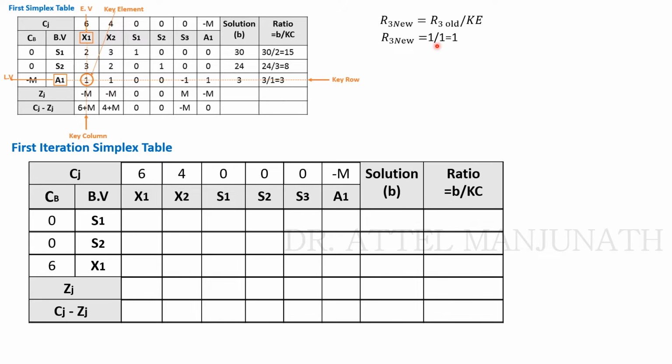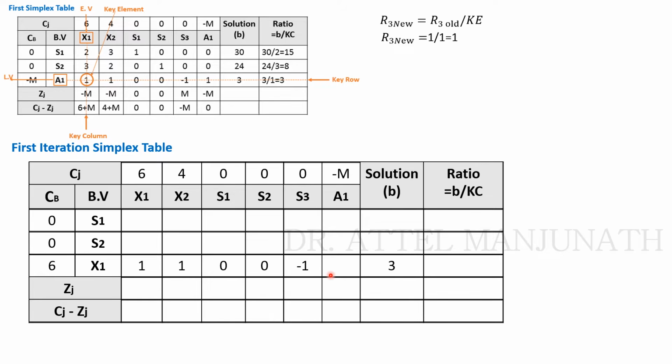R3 old is 1 and the key element is also 1. So once you divide 1 by 1 you will get 1 only. So you can write 1 in this cell here. Similarly, if you divide this entire row by the same value 1, you will get the same values. So here you have the second value 1, so you get 1 again, and similarly here you have 0 and 0, divided by 1 gives 0 and 0, minus 1 divided by 1 becomes minus 1, and solution 3 divided by 1, you will get 3 only.